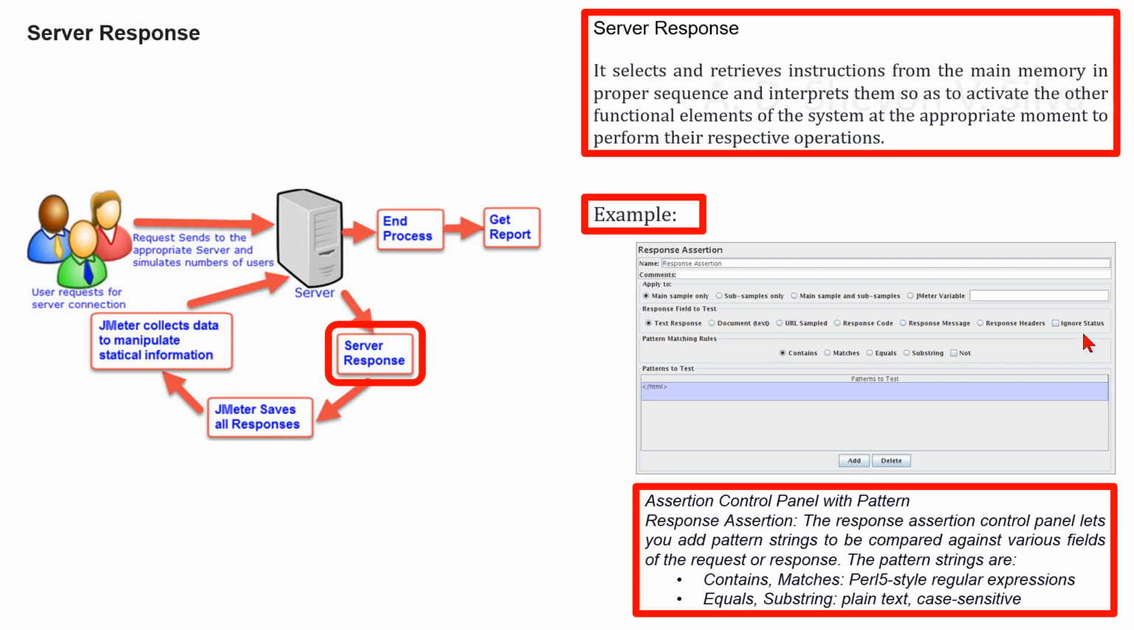However, when the ignore status checkbox is selected, this has the effect of cancelling any previous assertion failures. So make sure that the ignore status checkbox is only used in the first assertion. The patterns to test attribute is a required parameter.